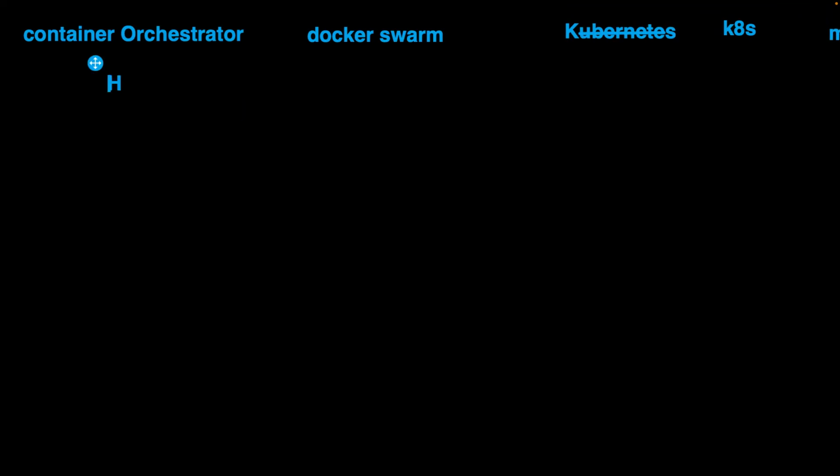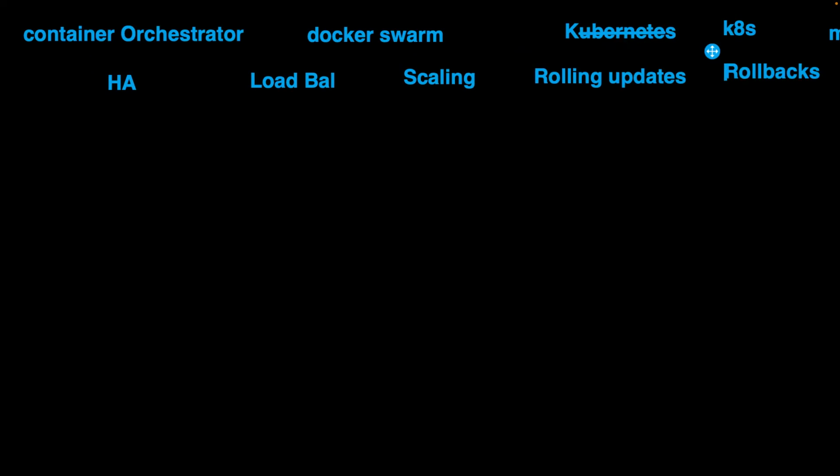Any container orchestrator tool will have these basic things like high availability, load balancing, scaling. Also, we have many other features like rolling updates, rollbacks, and so on, right? These are some of the container orchestrator features, out of which we have seen the basic things with Swarm. But anyhow, we'll see all of them with Kubernetes.